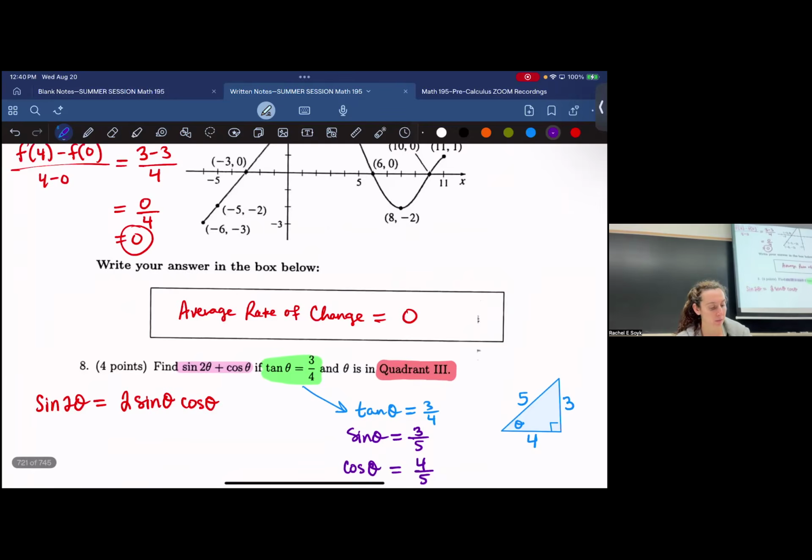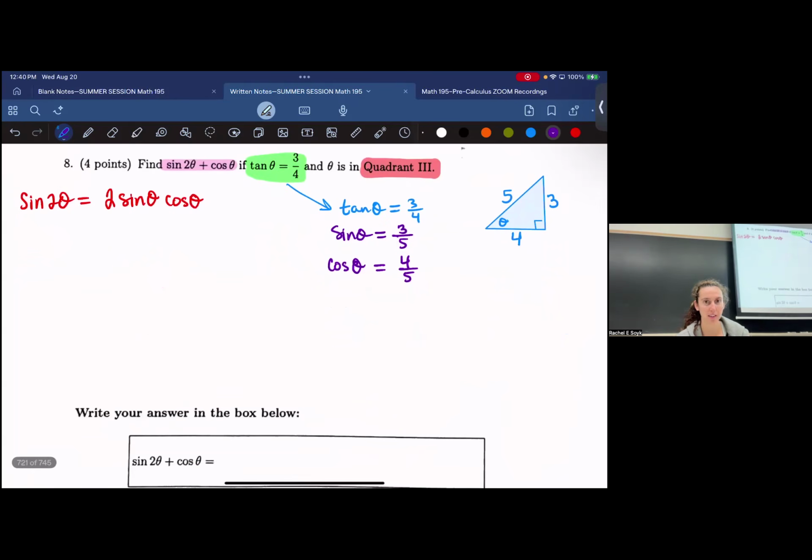You can use the Pythagorean theorem as well. My iPad keeps glitching. But yeah, it's good to know the Pythagorean triple because it just saves you a lot of time.